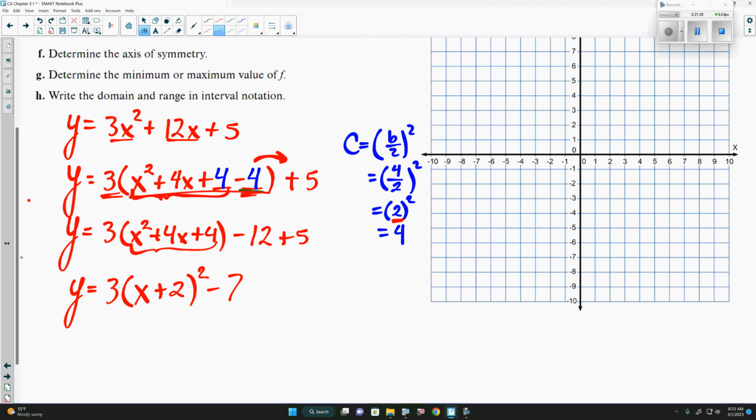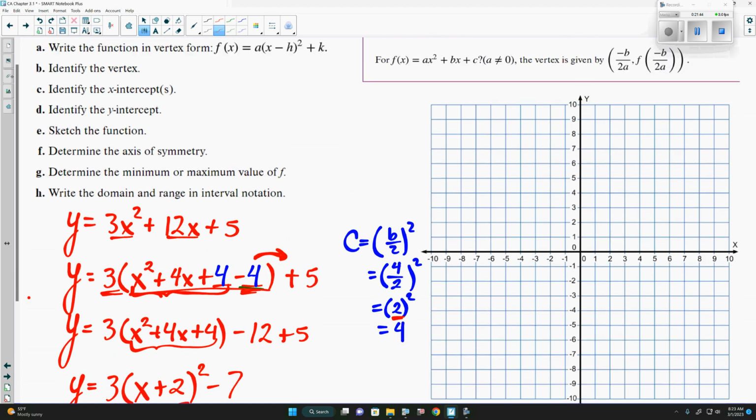Well, that does prove one of our spots, because we did know, or kind of showed with the graphing calculator, negative 2, negative 7 was the vertex, yes? Well, here we can see plus 2 inside the parentheses of vertex form is our negative 2. Minus 7 does show that the vertex is negative 2, negative 7.